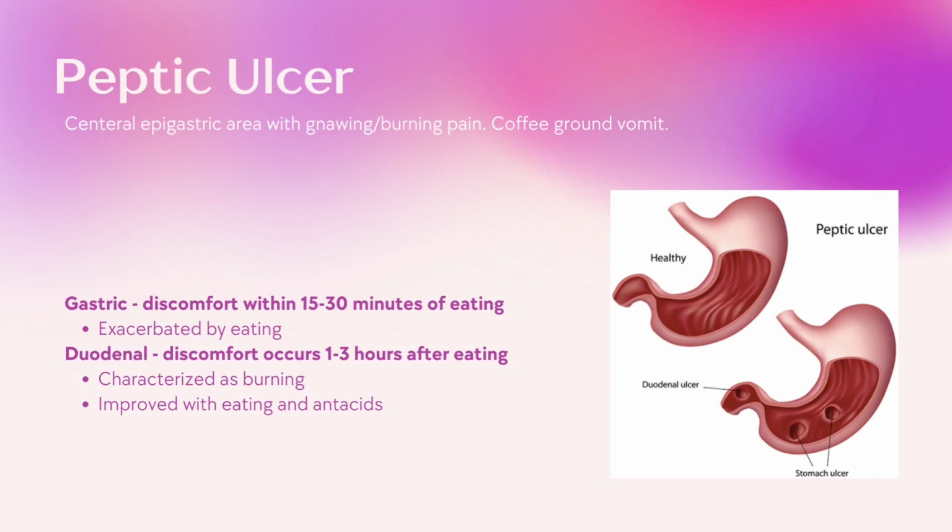But you'll see that gastric has discomfort within 15 to 30 minutes of eating because it's in that stomach, while duodenal has discomfort 1 to 3 hours after eating because it has to get through your stomach and start into your digestive system. Duodenal is characterized by burning and is actually improved with eating and antacids.